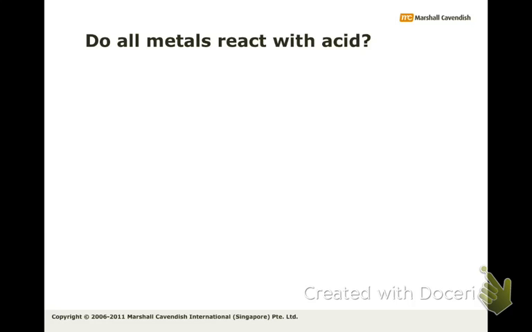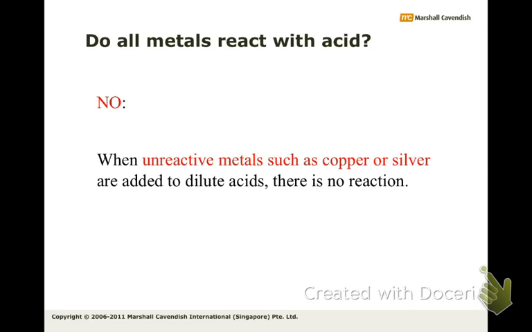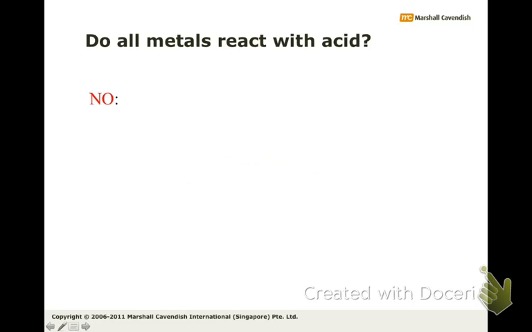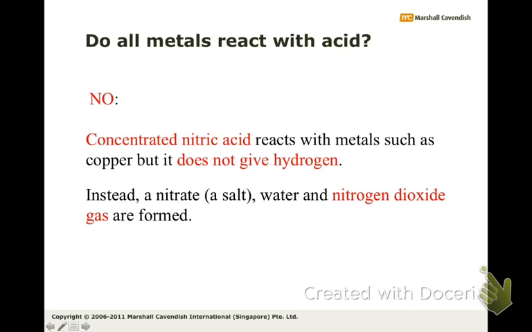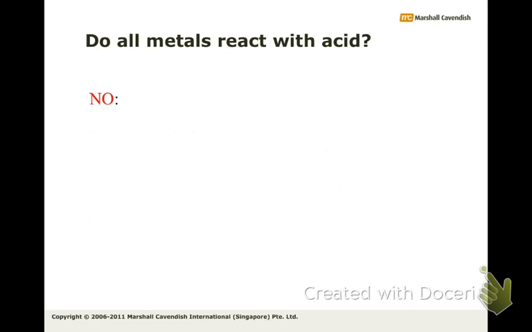So let's talk about whether all metals react with acids. The answer is no, obviously, because I mentioned it just now. Unreactive metals such as copper, silver and gold, when you add them to dilute acids, there is no reaction. Also, this is just FYI, extra information. If you have concentrated nitric acid, you can react it with metals like copper, but surprisingly it does not give hydrogen gas. It will give off a nitrate, water and nitrogen dioxide. That one you don't need to know.